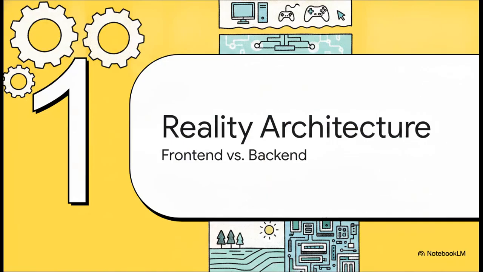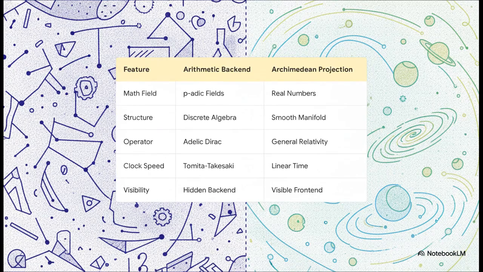Section 1. The architecture of reality. We're looking at the front-end GUI versus the back-end code. Now take a look at this breakdown. Notice the stark separation between the hidden plumbing of the universe and the clean interface we actually experience every single day. On the back-end layer, we're dealing with p-adic fields.